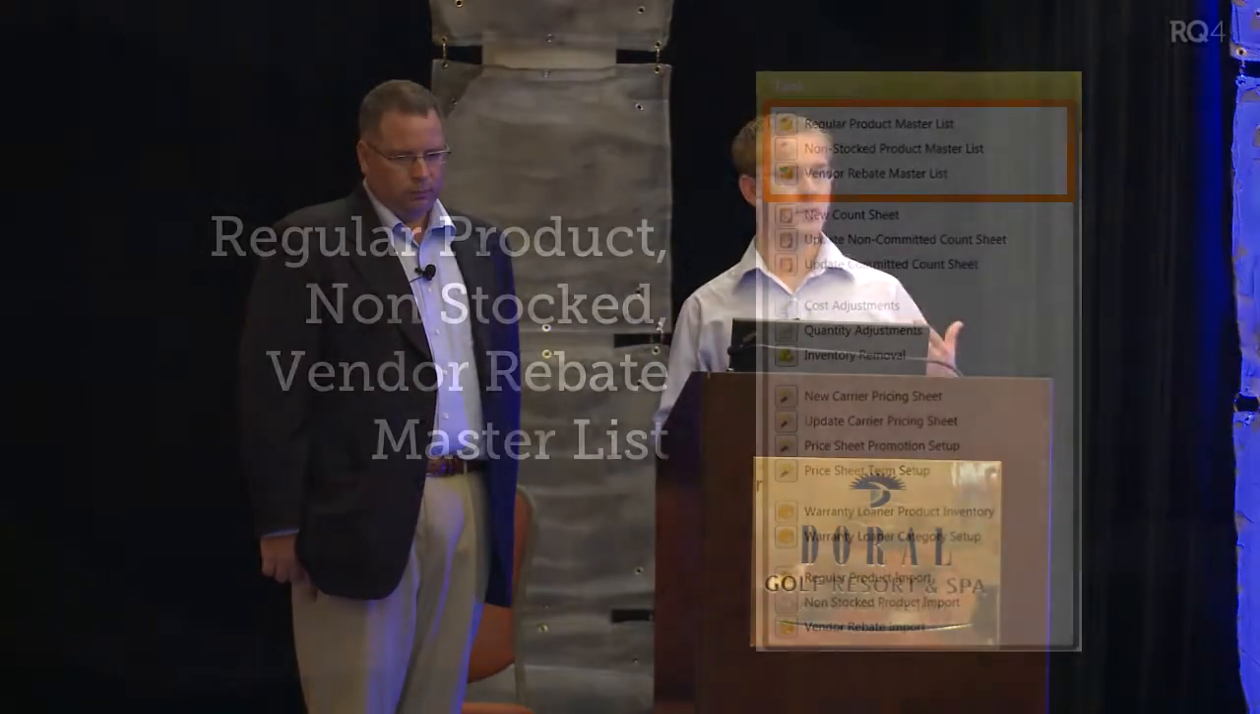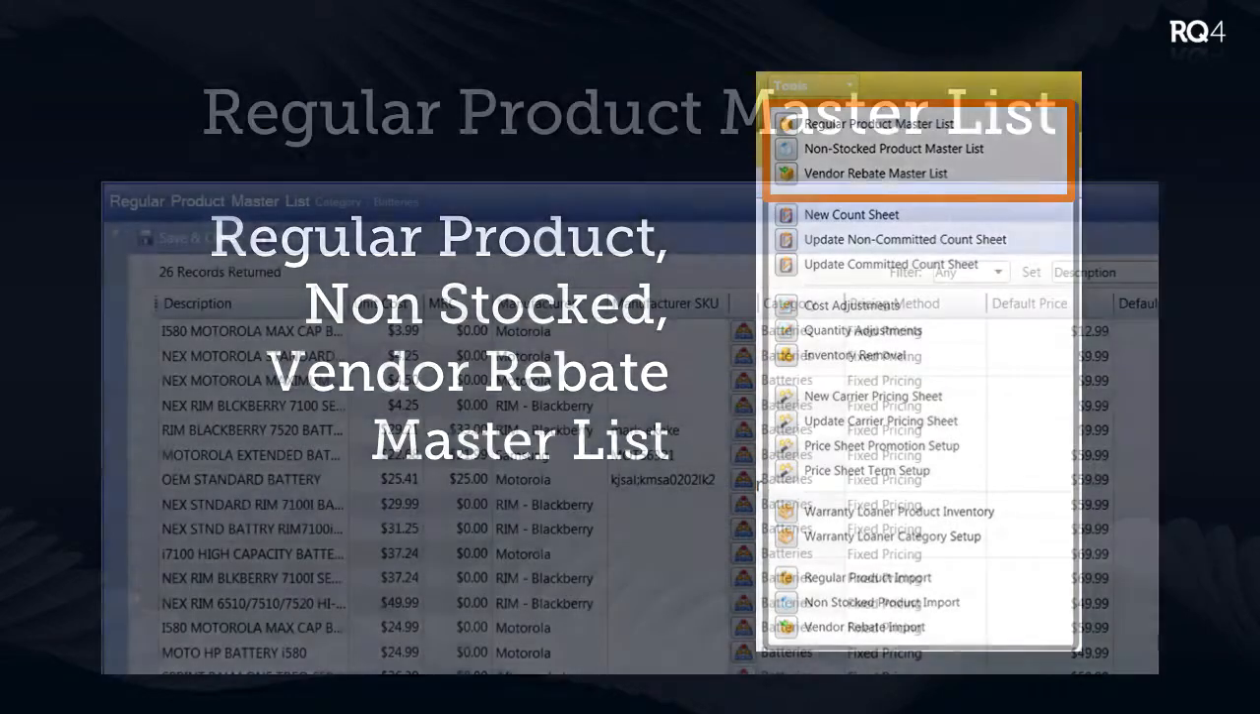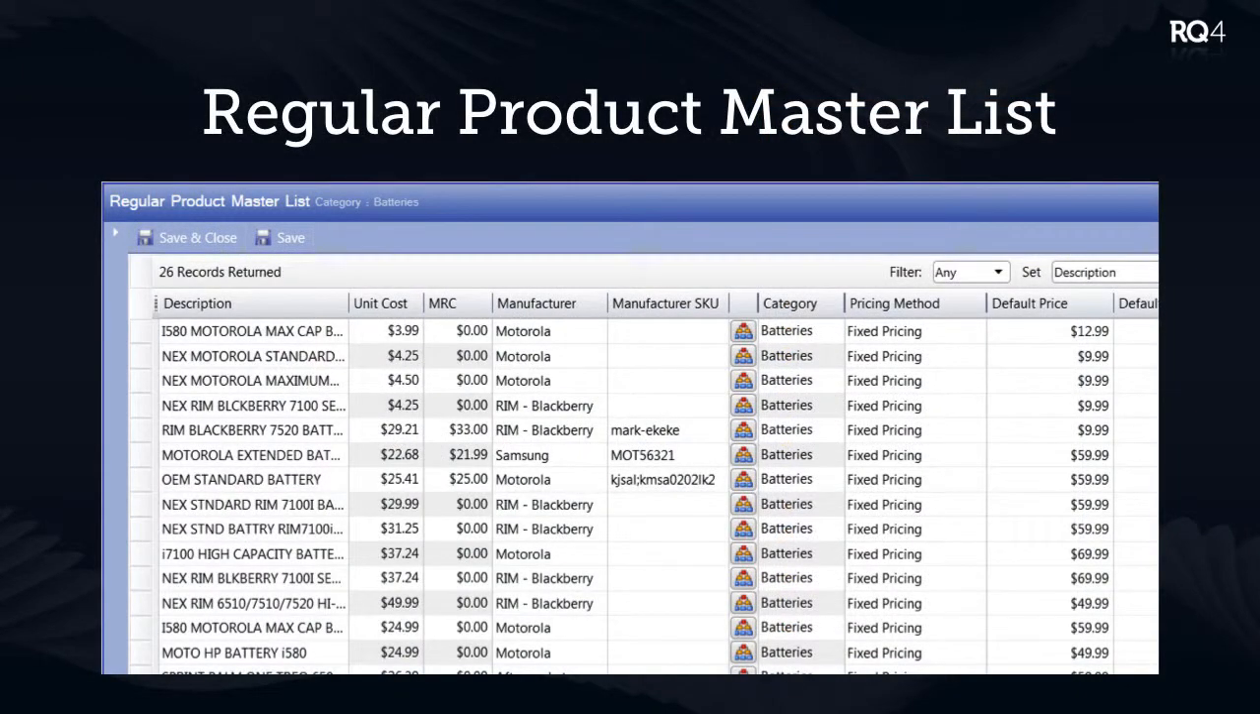On the heels of the imports, another similar feature that is also great to know about if you haven't seen it before is the master list. Same idea, we have master lists for regular products, non-stock products, and our vendor rebate products. This is just a quick snapshot of what one master list looks like for some phones and accessories. This is the battery section here.